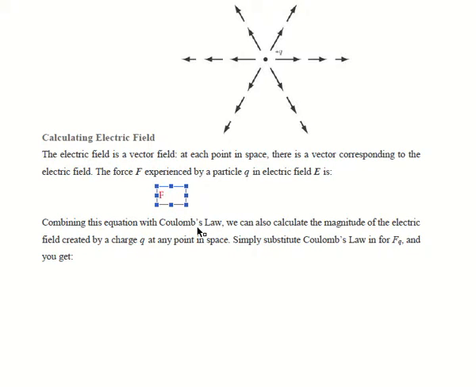So if we want to calculate that force, we have F. I'm going to say F_Q because it's the force acting on Q. That's going to be equal to Q times capital E. So the charge of this particle we're dropping in multiplied by the electric field value for whatever other charge is creating it.